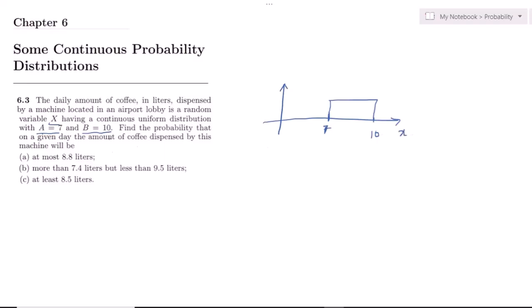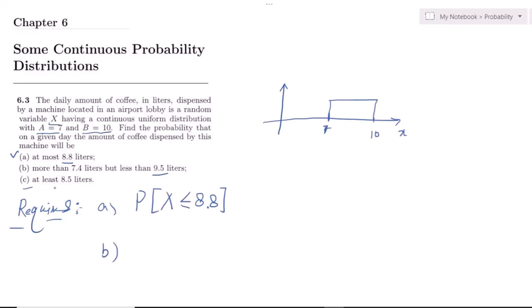Find the probability that on a given day the amount of coffee dispensed by this machine will be A, at most 8.8 liters, B, more than 7.4 liters but less than 9.5 liters, and C, at least 8.5 liters. Okay, so we have to find the required quantities. A, we have to find the probability that the coffee dispensed by this machine, which let me represent with x, is at most 8.8 liters, meaning less than or equal to 8.8.